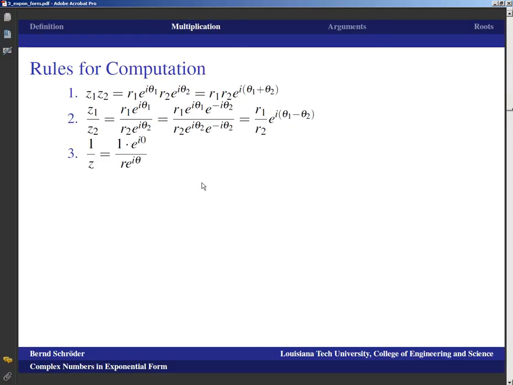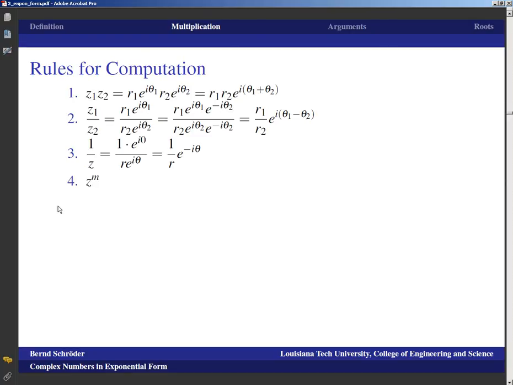1 over z then is very simple, because that's 1 times e to the i times 0 over r times e to the i theta, and that's 1 over r, just like we did here, and then e to the i (0 minus theta), so e to the negative i theta.